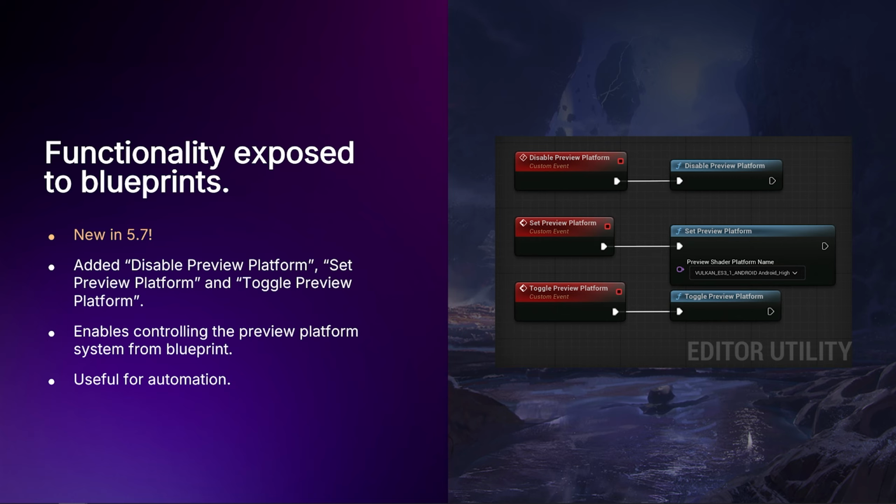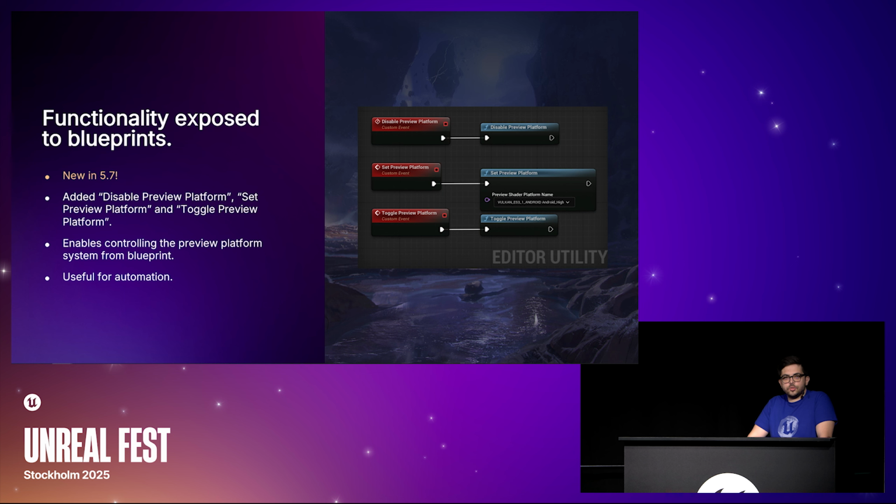Another nice functionality and quality of life improvement is exposing the preview platform to blueprints. So in 5.7, we added 3 new blueprint nodes that you can use: the disable preview platform, the set preview platform, and the toggle preview platform. The set preview platform has a drop-down that lists all the preview platforms currently available in your project, and you can select one, and it will run the logic that the editor would usually run to select the right preview platform. The disable preview platform, as the name states, disables them, and the toggle one toggles them.